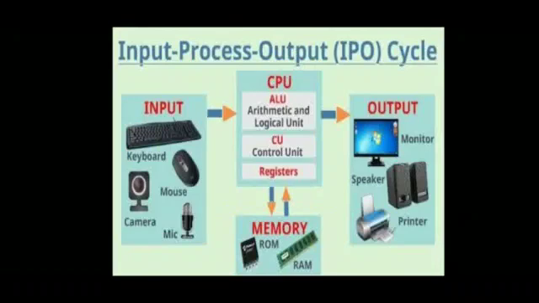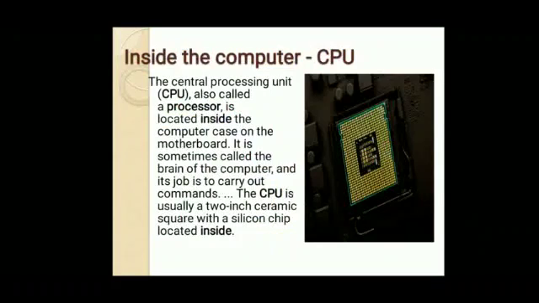See here, pictures are used. IPO cycle: input, process, output. See, input devices: keyboard, mouse, camera, mic. And the CPU. Inside the CPU, see what parts are there? ALU, CU, registers, memory. The process goes on on the input data. After that, the output we get is through the monitor, speakers, printer, projectors. Okay, so today the next concept we are going to see is inside the computer, the CPU.